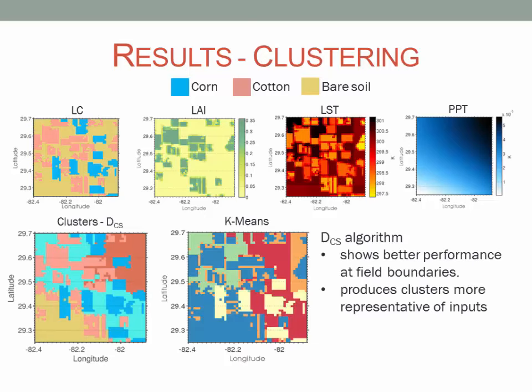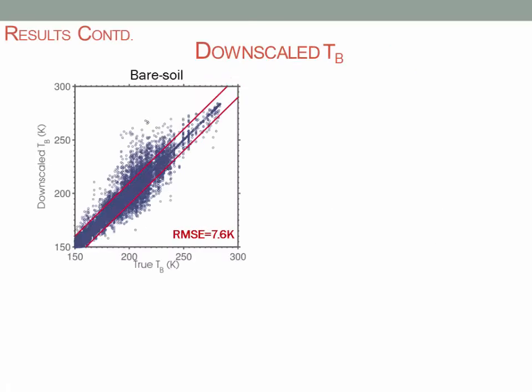So this is the clustering performance at the end that we had, and this is from the k-means algorithm. As you can see, the k-means algorithm has many errors at the boundaries that we avoid using our algorithm.